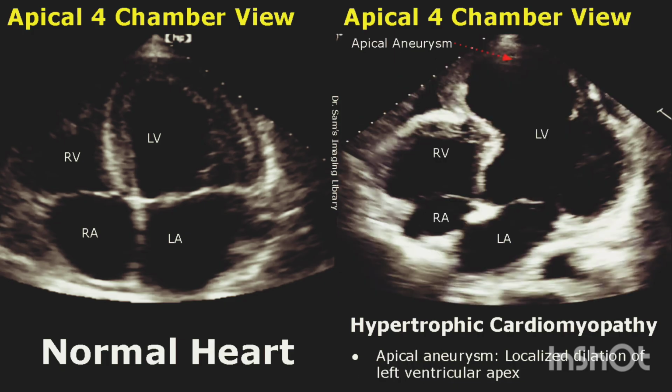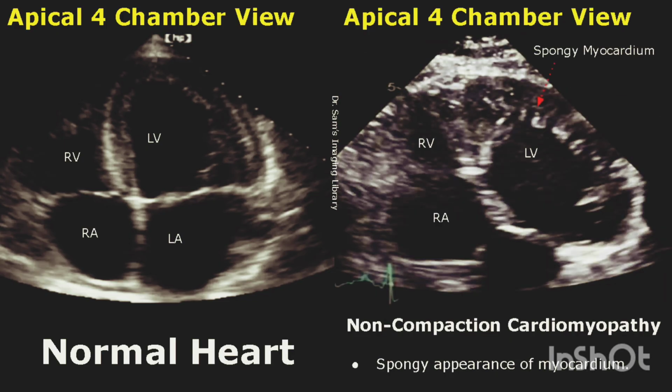In apical aneurysm, there is localized dilation of the left ventricular apex. We can see a dilation of the region. This is usually associated with hypertrophic cardiomyopathy. Non-compaction cardiomyopathy is rare. A spongy appearance of myocardium is seen in this type of cardiomyopathy. This is how the myocardium will look like.